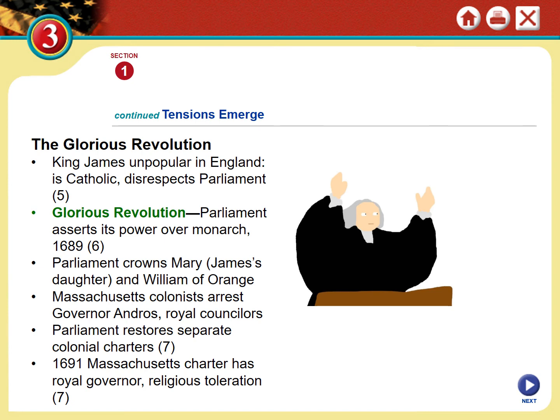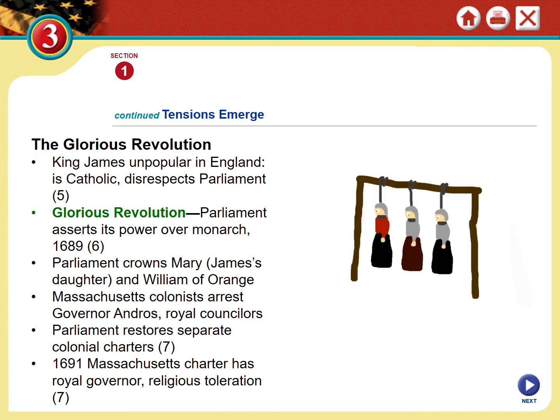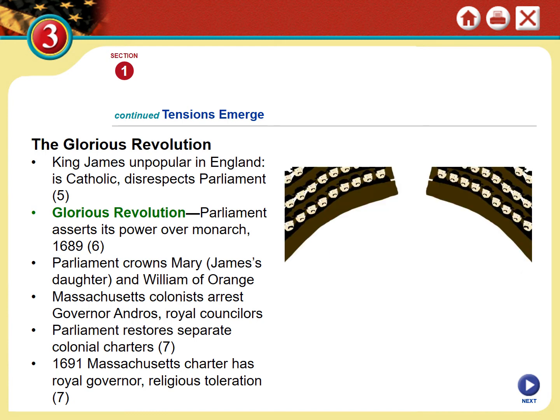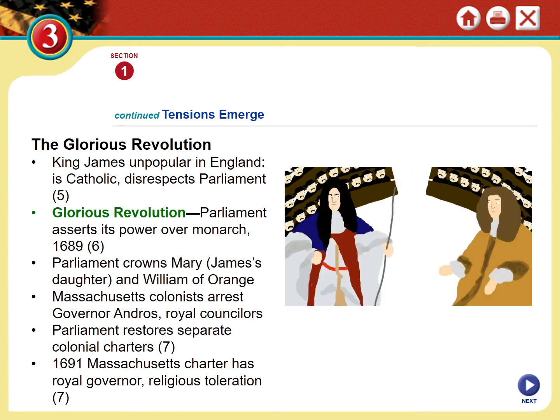To make matters worse, he would openly defy laws that Parliament passed. And he disrespected the democratically elected lawmaking body of England time and time again. And during an event that we now call the Glorious Revolution, Parliament asserted its power over the king in 1689. This is a very significant year.